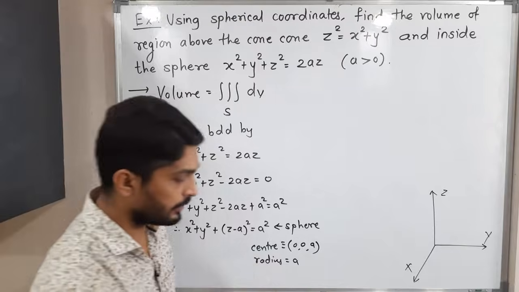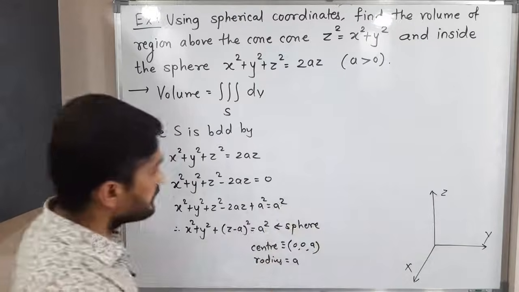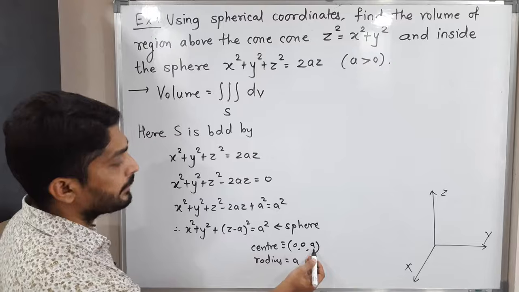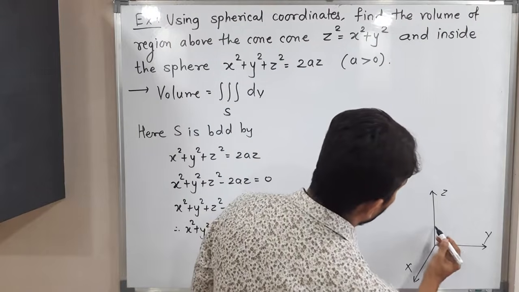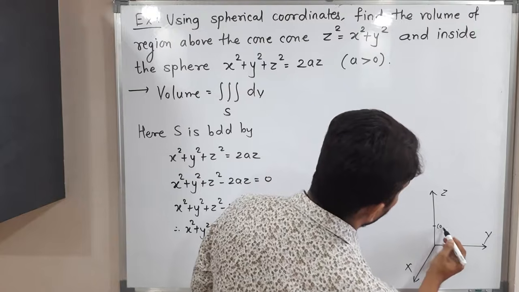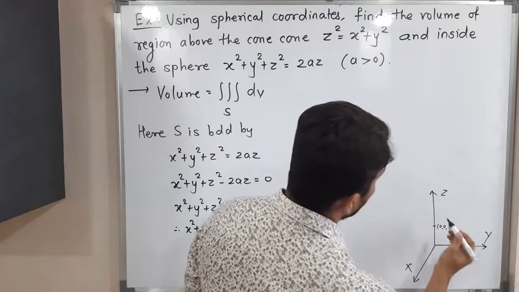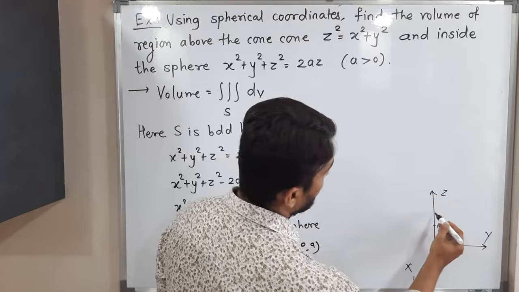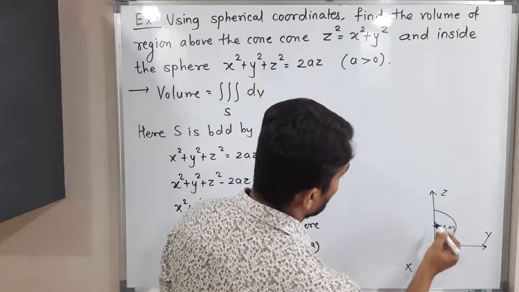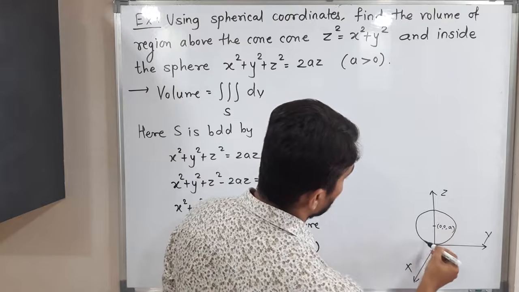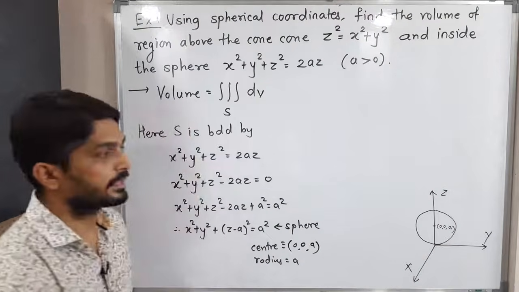Let us draw that sphere in a diagram. See, 0, 0, a. The z component is a non-zero value, so that means the center lies on the z axis. So a will be here. Suppose 0, 0, a is the center of that sphere and the radius is a again. Okay, I'm drawing a rough sketch of the sphere, so we will have a sphere like this.